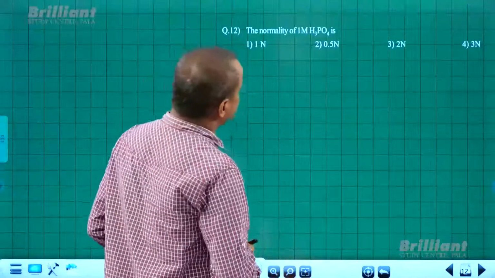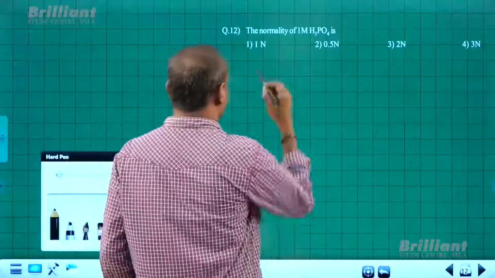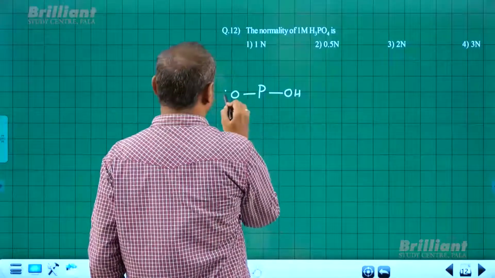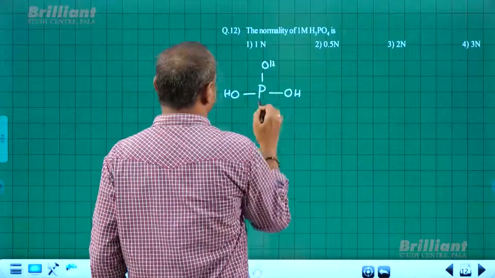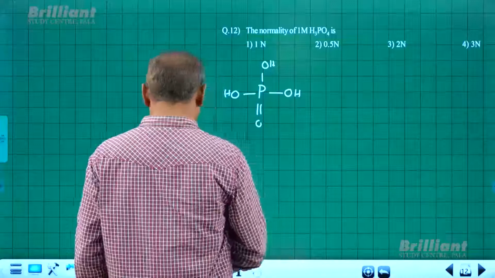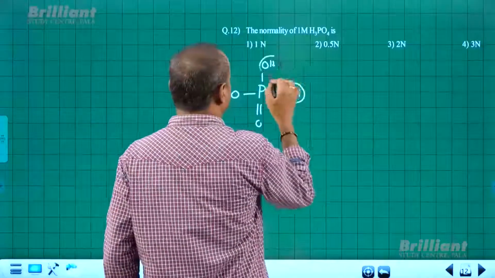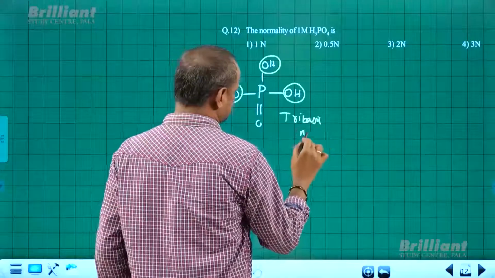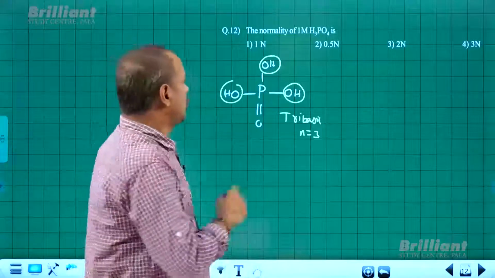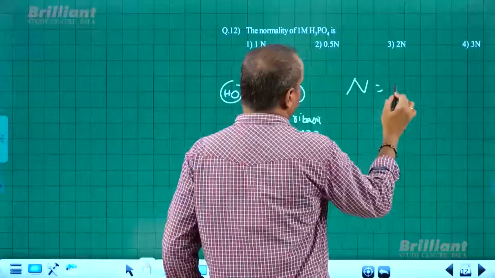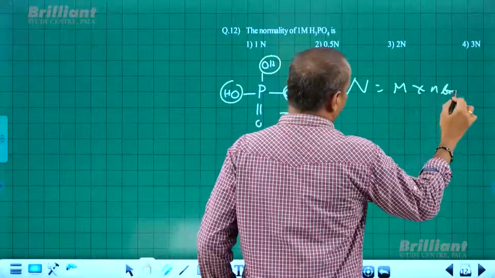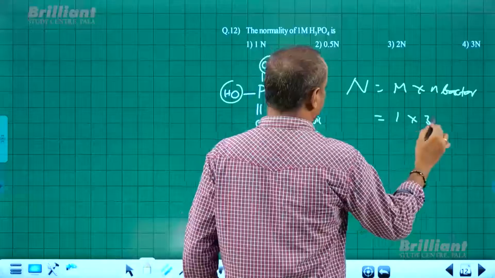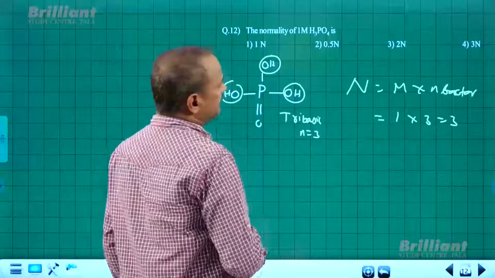Normality of 1 molar phosphoric acid. H3PO4 structure, so it is tribasic, n factor 3. Now normality is equal to molarity times n factor. Molarity 1, n factor 3, is equal to 3 normality.